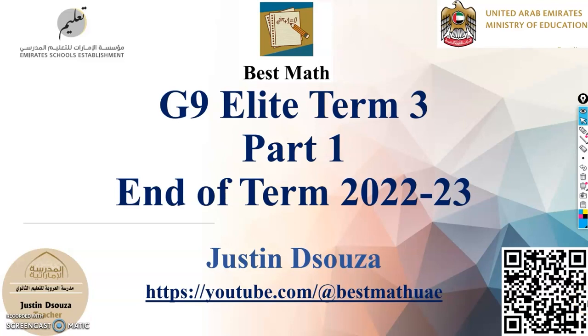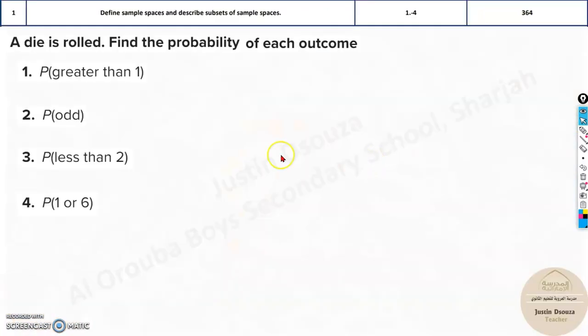Part 1 is supposed to be the easier one. And to be very honest, the part 1 first topic is among the easiest. So now we will begin with the first explanation topic. This is about sample spaces, subsets, basically about probability. Though they have told us to define sample spaces, these are the questions mentioned. Find the probability of each outcome.